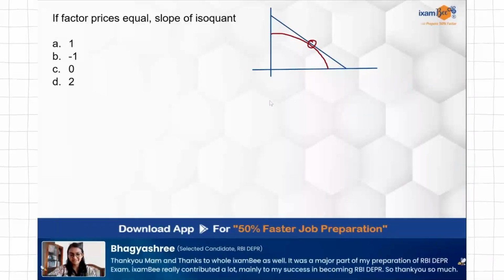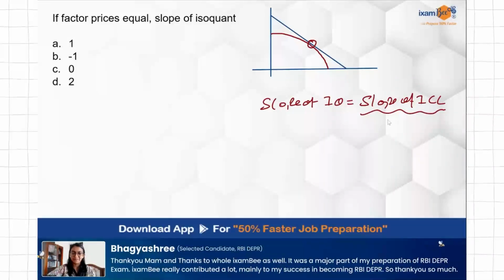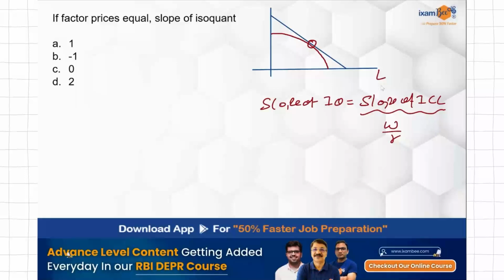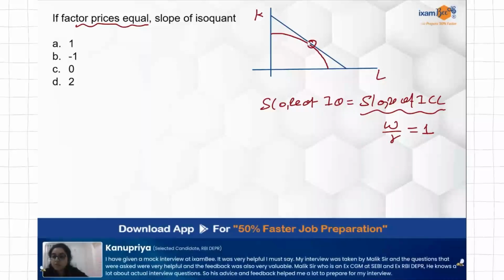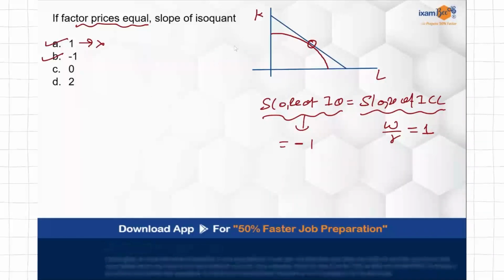We know that the slope of the isoquant is equal to the slope of the isocost line. And the slope of the isocost line is nothing but w/r, given that we are taking L and K here. Since the factor prices are equal, as given, this equals 1, but because it is a negative slope, the slope of the isoquant is equal to -1. Many people may have clicked this option, but this is wrong. -1 is the correct option because we can see the slope is negative.